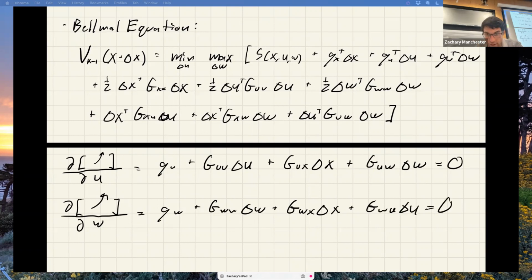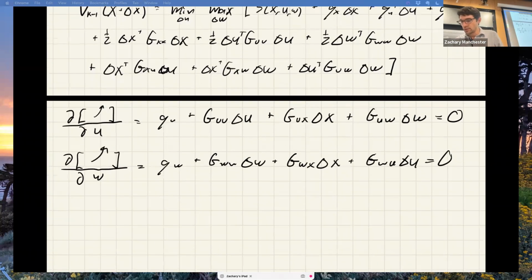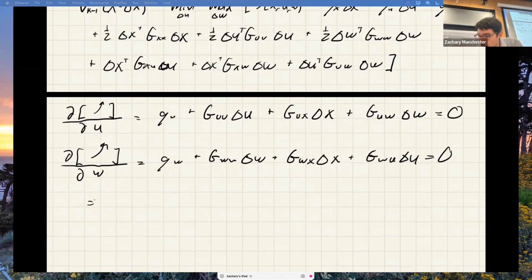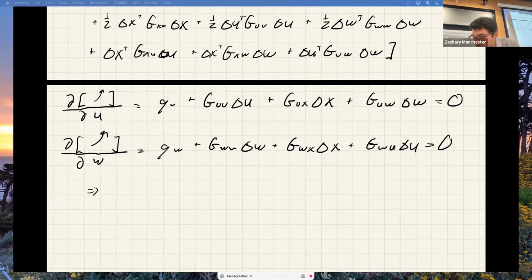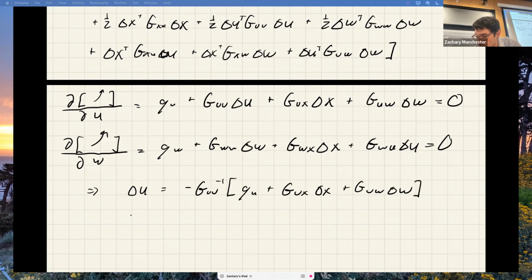Okay, so that's the whole thing. And what we can do after this is solve for the delta u and delta w from here. So this is all pretty straightforward. So there's the delta u, here's the delta w.